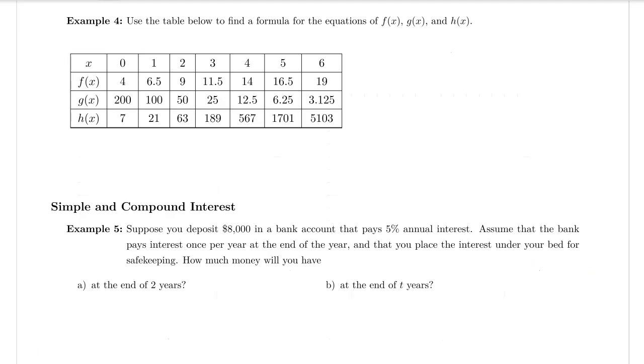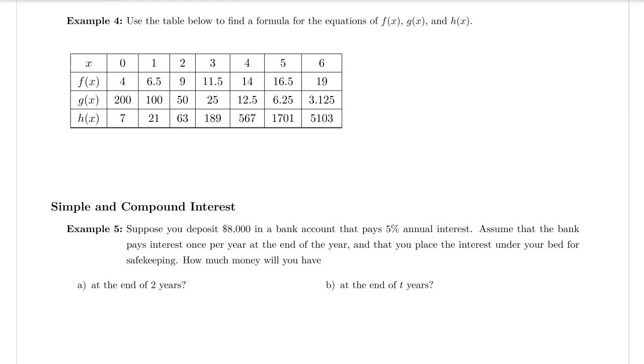Example 4 says, use the table below to find a formula for the equations of f of x, g of x, and h of x. So we have this table here, and we want to come up with function formulas for each of the 3 functions that were given. Now, given that we are in the section of exponential functions, we might think that all of these are going to be exponential functions.